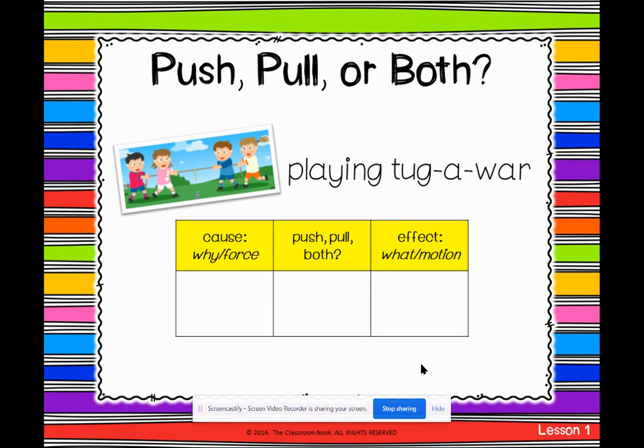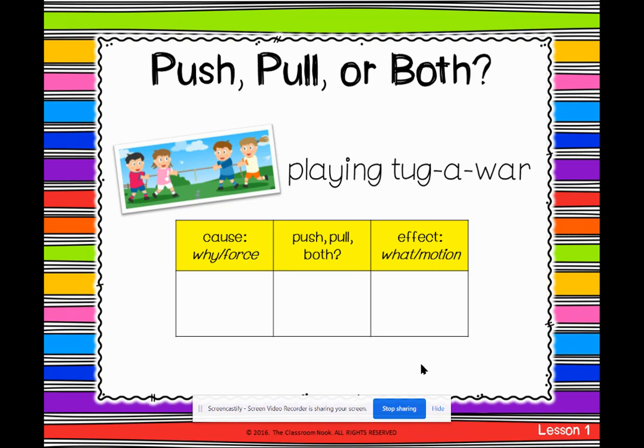Okay, so here's what I would do. Either this one or the next one you're going to have to put into your notebook. So what I'm going to do is I'm going to ask the questions, and then I want you to pause the video and fill in the answers. All right. So push, pull, or both. What is happening in this picture? Well, children are playing tug of war.